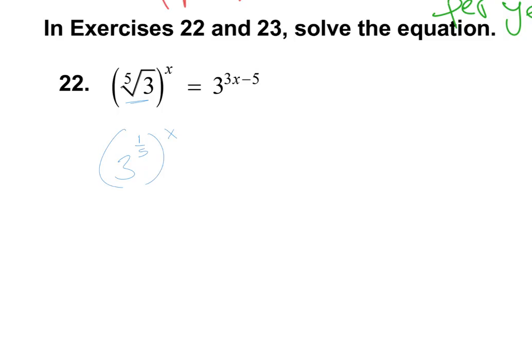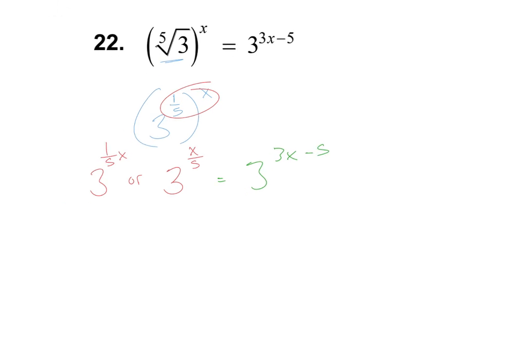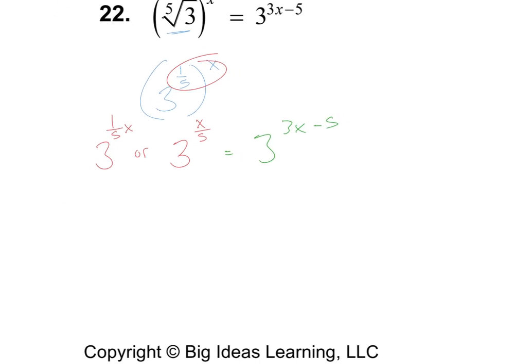And we can deal with that because power to a power is multiplication. We could call it x over 5, or you could call it 3 to the 1/5 x power. And then the right side is a base of 3. So I'm pretty sure we could just solve this as it is. I'm going to set the exponents equal: 1/5 x equals 3x minus 5.